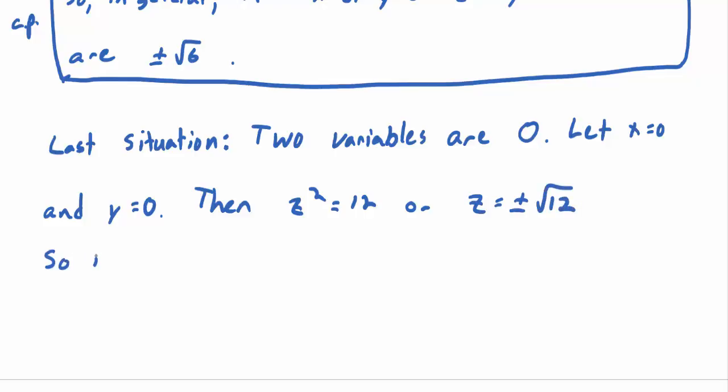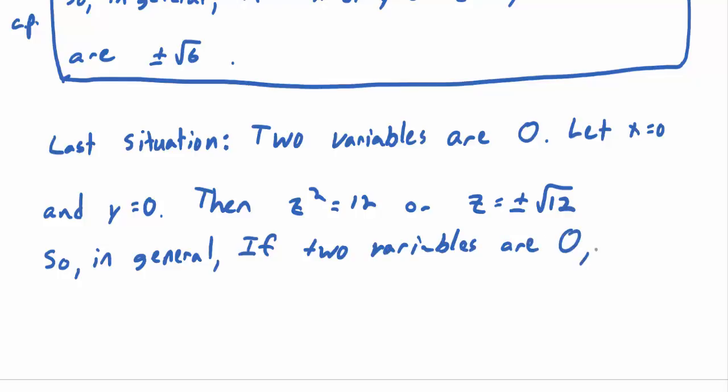So in general, if two variables are 0, the other is plus or minus root 12. Make sense? There's actually not that many of them in that situation, right? You could list them all if you wanted to. Okay, so let's list all the function values from these critical values we've come up with.